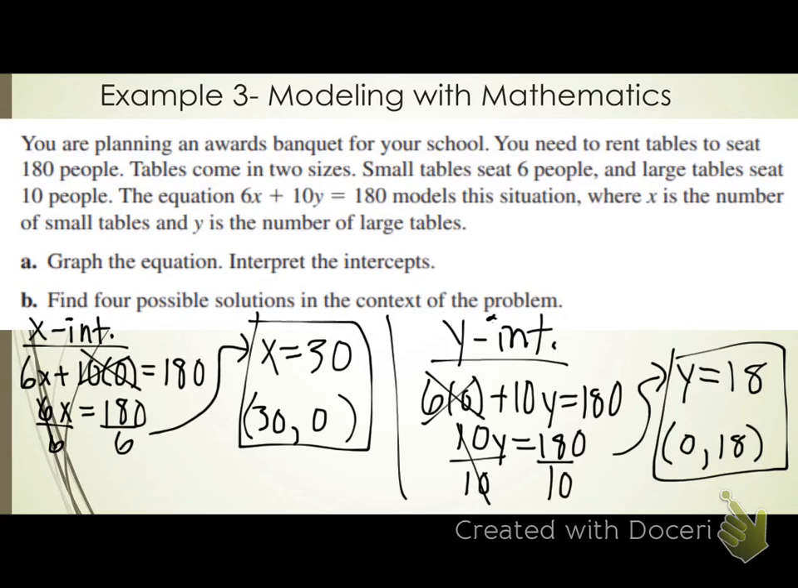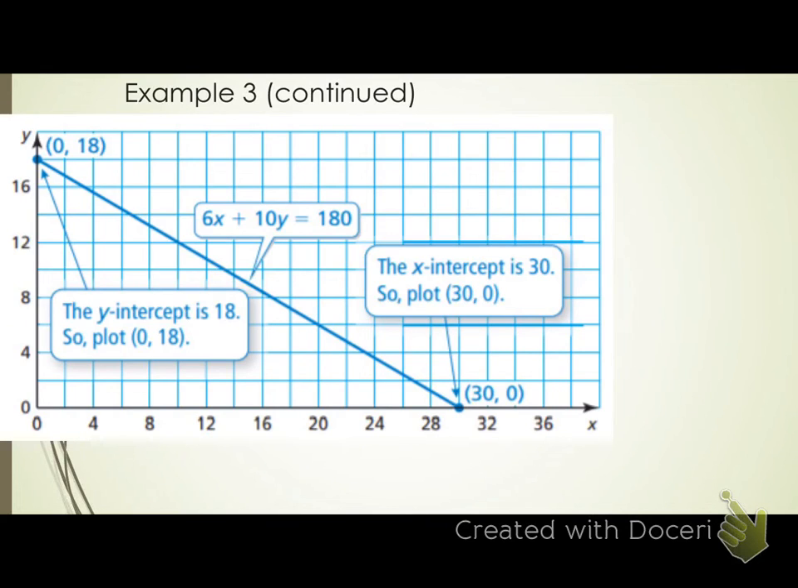Okay? So let's graph it, and then letter B wants us to find 4 possible solutions in the context of the problem. We've already found 2, 30, 0, and 0, 18. So I've got to find 2 more after I graph. I do have the graph on the next slide. Here's our y-intercept, 0, 18, and our x-intercept, 30, 0.